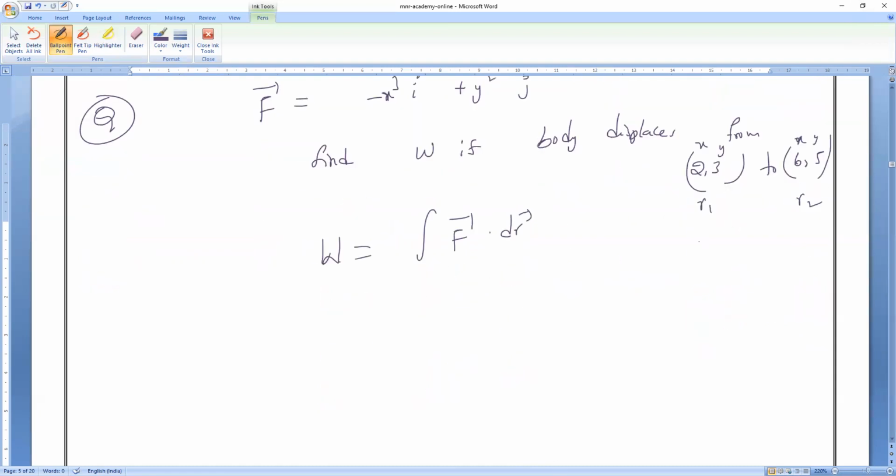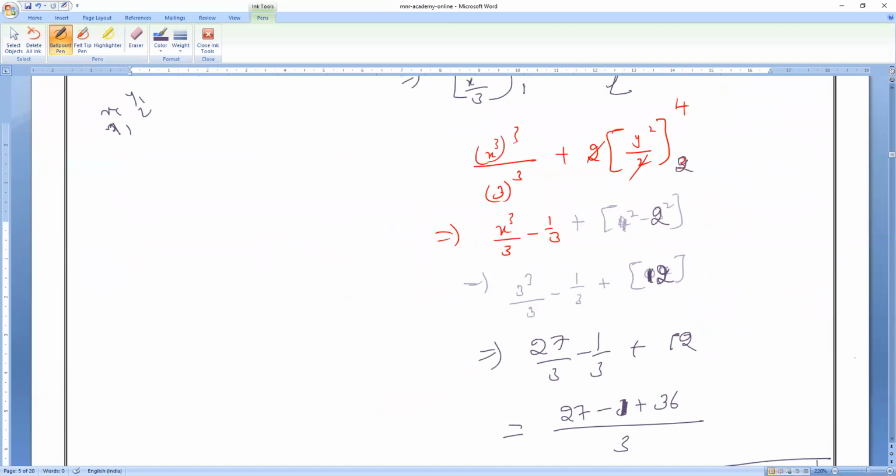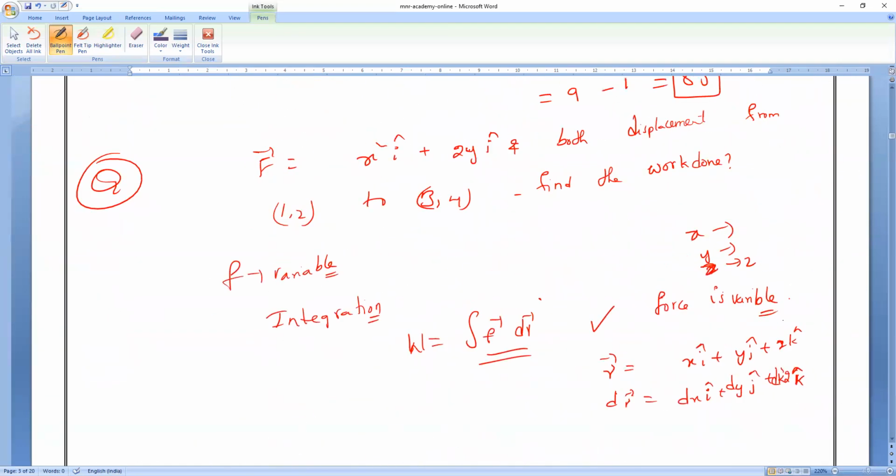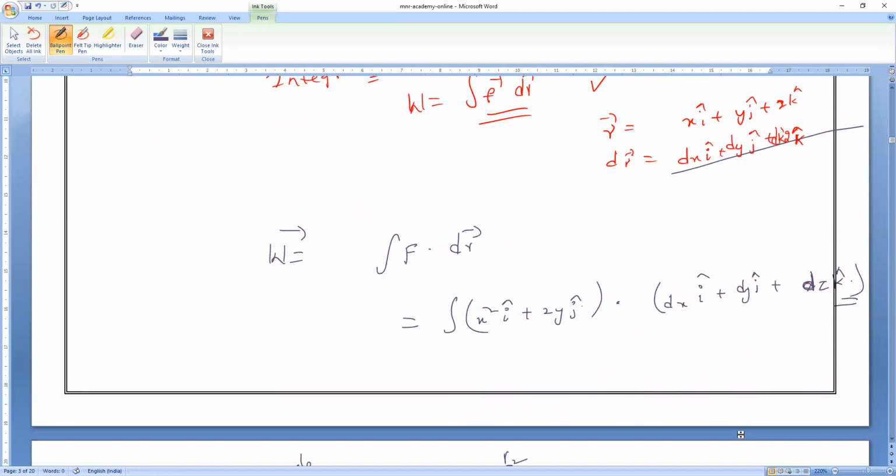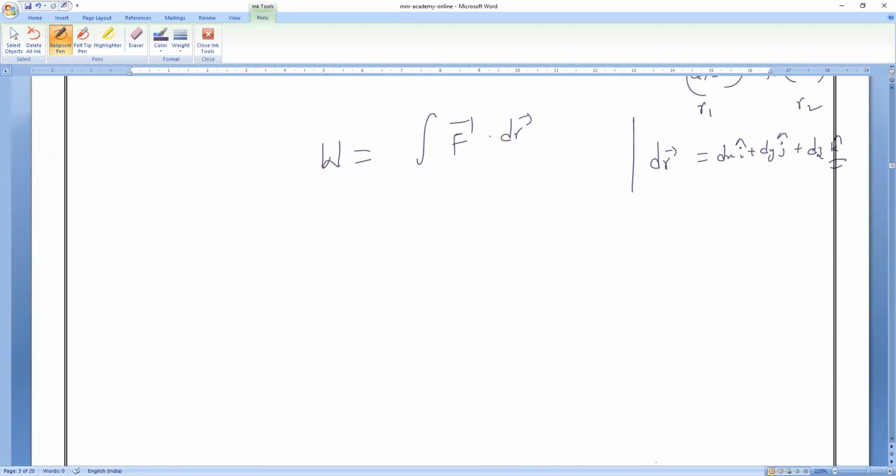Just now we studied this in the previous question. dr is equal to what? dx i cap plus dy j cap plus dz k cap. So here we have done it, you just check it. What is the R value? The R value is x i cap plus y j cap plus 2 k cap. So if I differentiate, dx i cap plus dy j cap plus d of 2, which is 0. Is it okay, guys? We have done it already. The similar thing we have to do here.